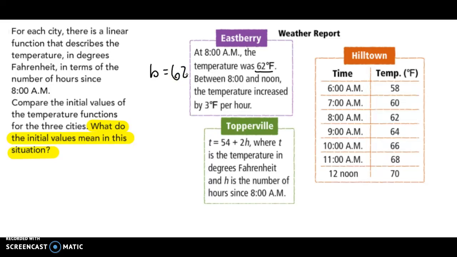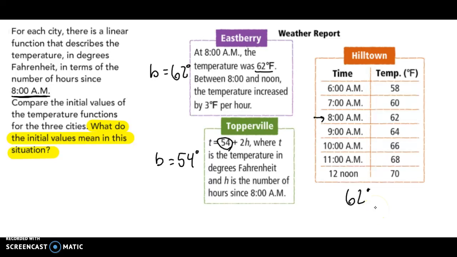Toperville, T equals 54 plus 2H. The 54, remember, it stands alone. So B equals 54. Hilltown, the Hilltown portion with the table, be careful. Notice how everything is starting at 8 a.m. So we want to look at the temperature and time at 8 a.m. So at 8 a.m., we're at 62 degrees Fahrenheit.